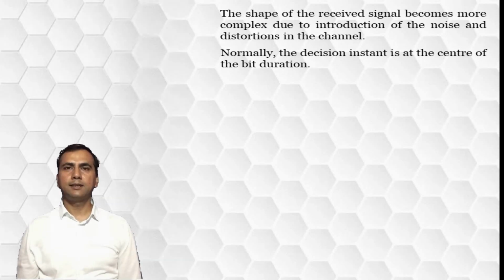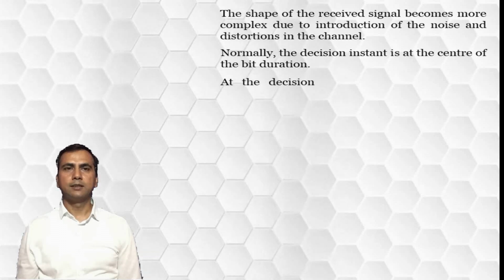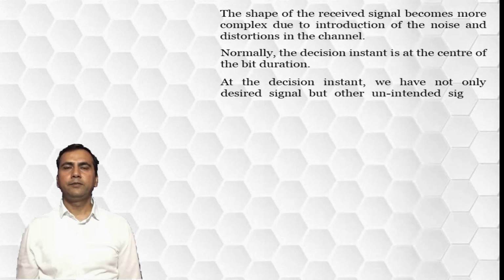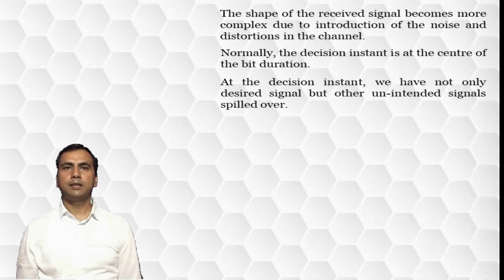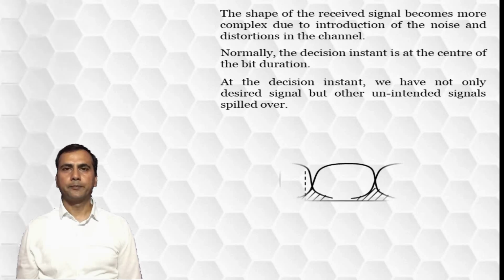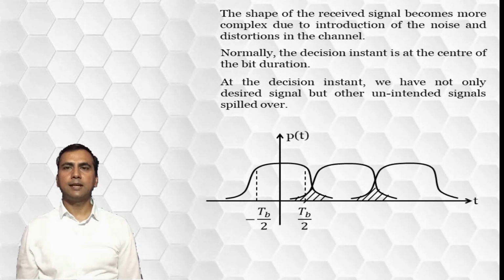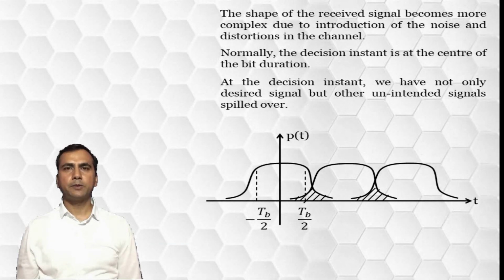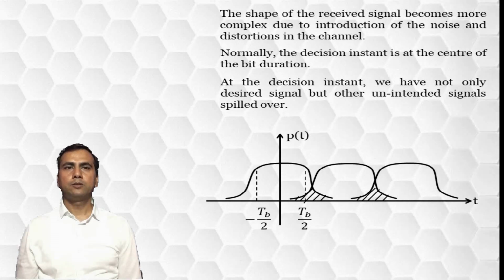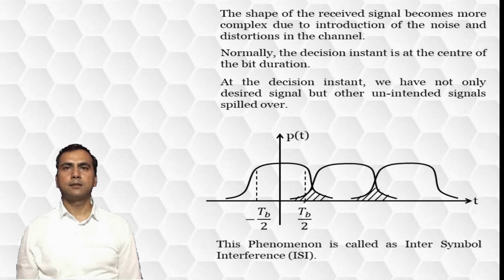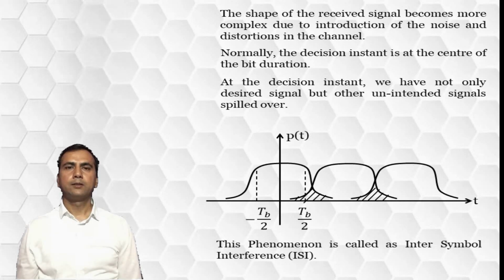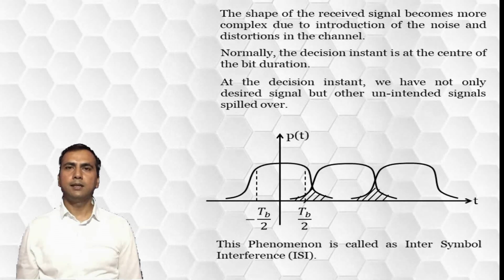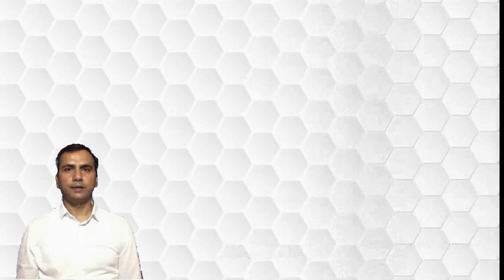Normally the decision instant is at the center of the bit duration. Now because of the spreading of the signal beyond this bit duration, at the decision instant we have not only the desired signal but also other unintended signals spilled over. Due to interference of the neighboring pulses at the decision instant, the detection of the original signal becomes difficult and the probability of error increases. This phenomenon is termed inter-symbol interference. So at the decision instant, if other signals are interfering, then the decision becomes difficult.